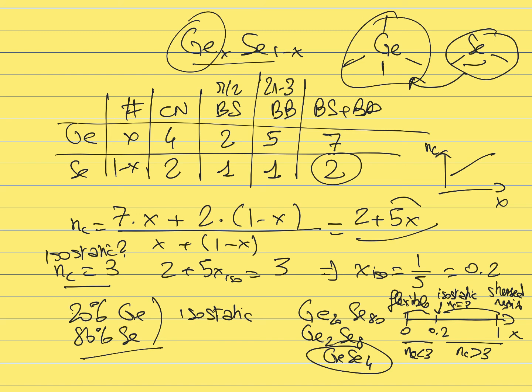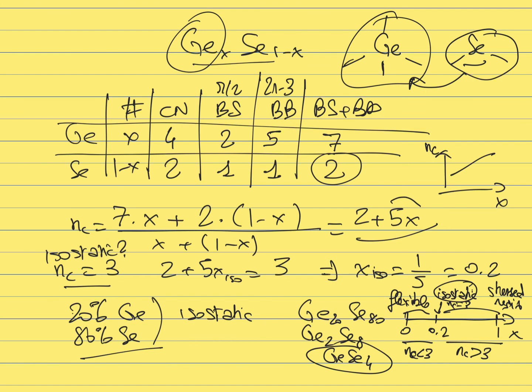As a function of x, the glass can be either flexible when you have no germanium or a very low amount of germanium, can be stressed rigid if you have a lot of germanium or if you have no selenium at all, and when you have exactly 4 selenium for each germanium, this is the optimal case. This is where you end up with an isostatic glass, number of constraints equal to 3. This is where you will have the optimal glass forming ability.